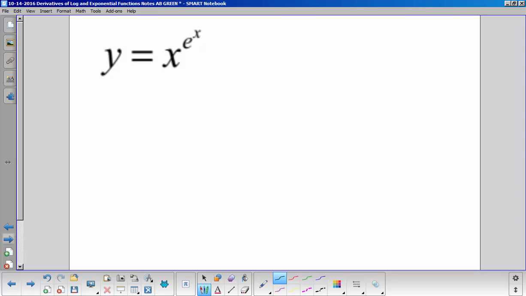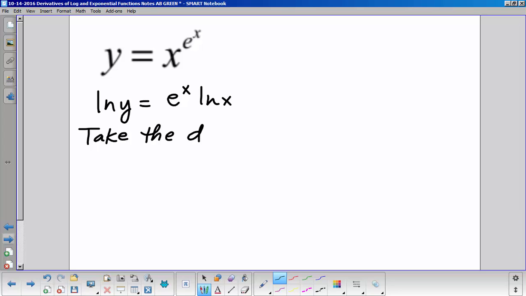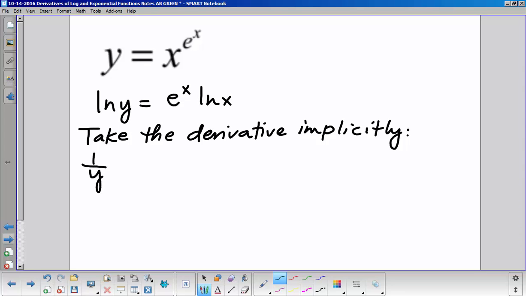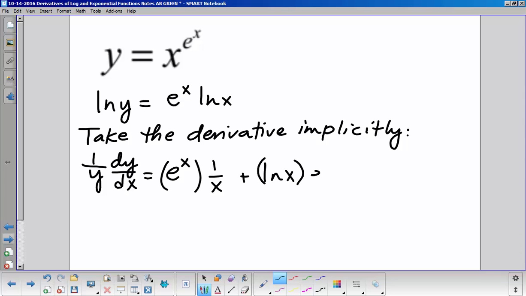Who's going to help me with this one? All right, go ahead, Tricia. ln of y equals e to the x times ln x. Good. Now we're going to take the derivative implicitly. So 1 over y times dy dx equals first, so e to the x, times the derivative of the second, 1 over x, plus second, ln x, times the derivative of the first, e to the x.